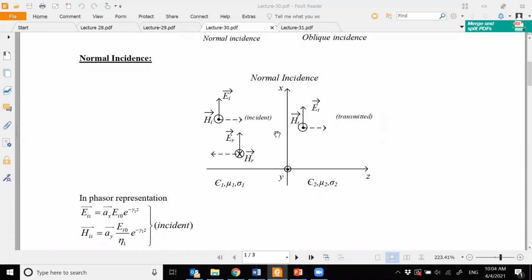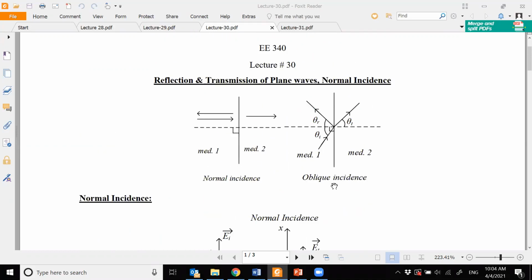Now, in today's class, we are trying to see how much of the amplitude is reflected and how much is transmitted. And then we can also find the power, how much power is reflected and how much power is transmitted. So that's the main objective of today's class. And when it comes to transmission and reflection, we also have to define the boundary or the interface. What is the interface like? Therefore, we categorize our analysis into two types.